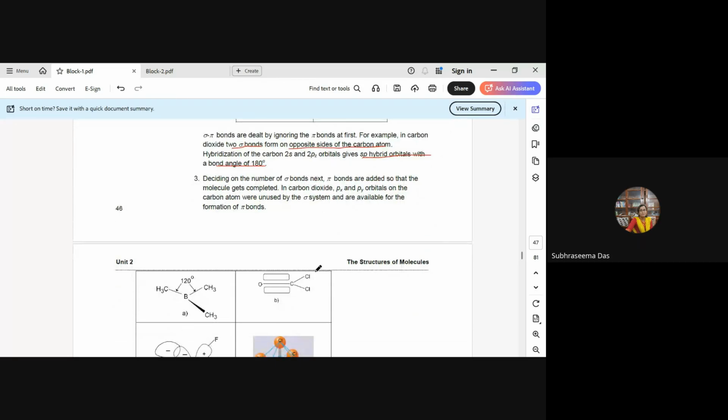Then the third step is deciding on the number of sigma bonds. Next, pi bonds are added so that the molecule gets completed. That is, we first write the valence shell electronic configuration. Then among all the predicted geometries, we find where there is minimum repulsion. Then we look into the formation of the sigma bonds first, and after that we add the pi bonds, and then finally we see the geometry of the molecule.